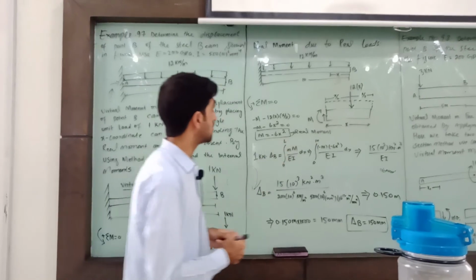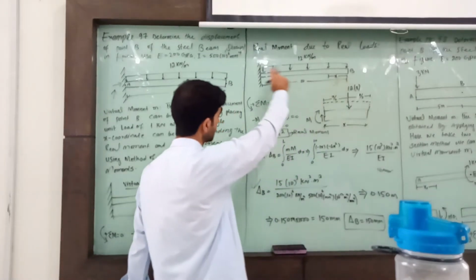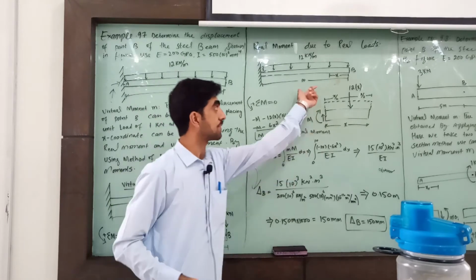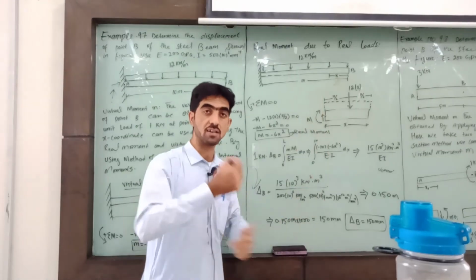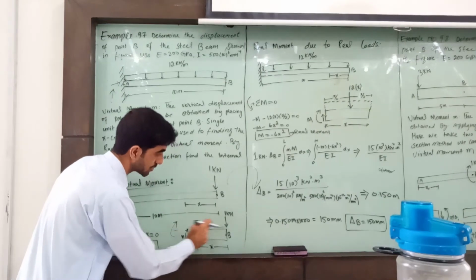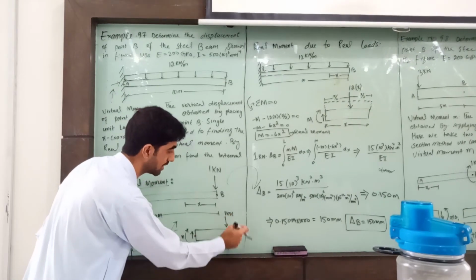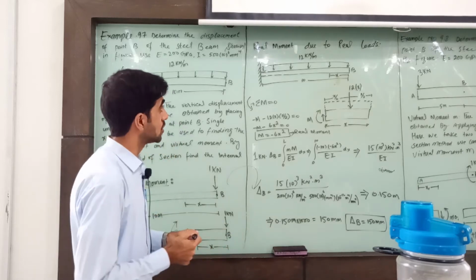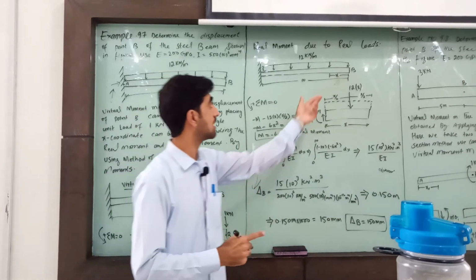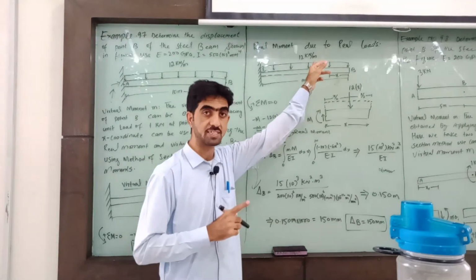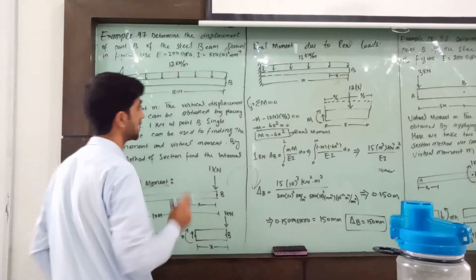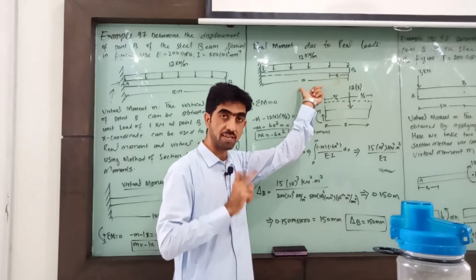Come to the real moment, due to the real load. This is the real moment. We consider the real load. This is the virtual moment, where we consider a 1 kilonewton load applied. Now we find the real moment, so we apply the real load on this beam. The real load is 12 kilonewton per meter, and the total distance of this beam is 10 meters.